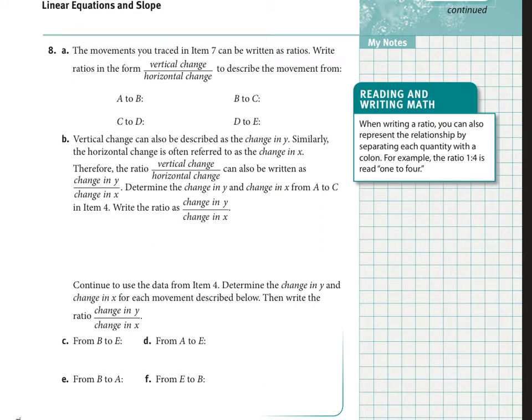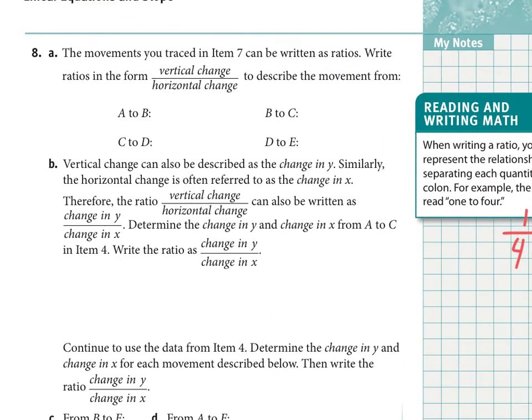So those movements that we just traced in item 7 can be written as ratios. A ratio is basically just a fraction, or it could be written as you see in the side box over here. We could write it as 1 to 4, but it could also just be written as 1 to 4 like that as well. But anyway, for our problems, if we write it as a ratio in the form of the vertical change over the horizontal change, if we do that from point A to point B, and remember for all of these, the vertical change was 30 and the horizontal change was 1.